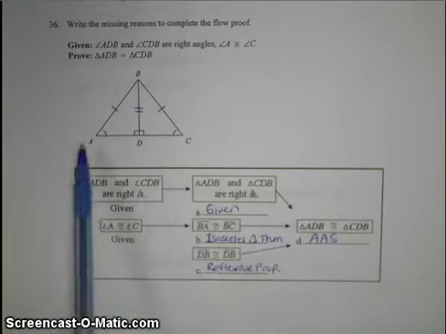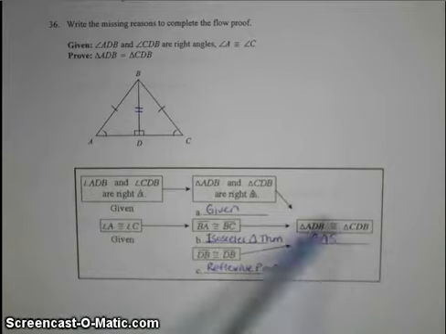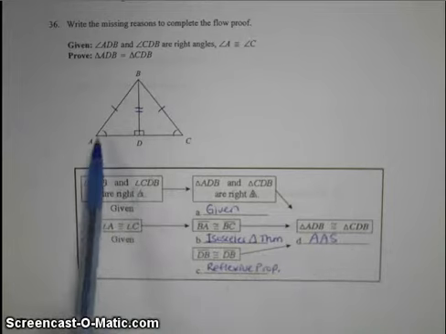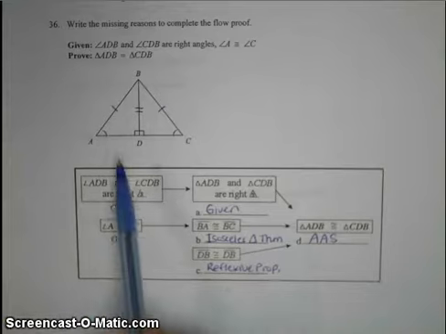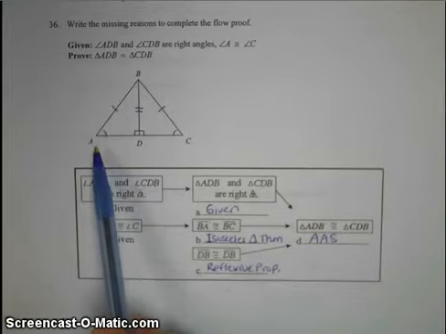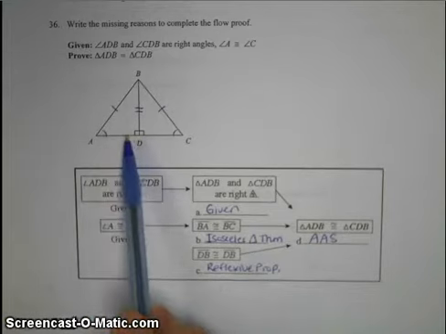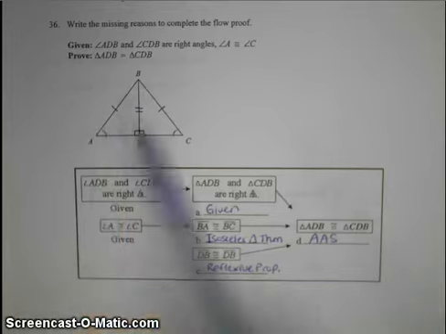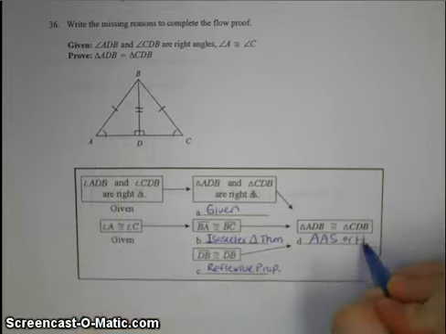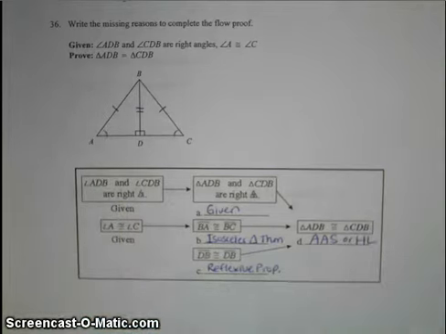And finally, how do I know that triangle ADB is congruent to CDB? So I wrote angle, angle, side. Do we have other options? We could also use, because these are a right triangle, I could say hypotenuse leg. So either of those would be valid answers.